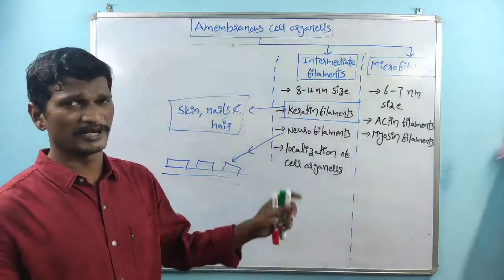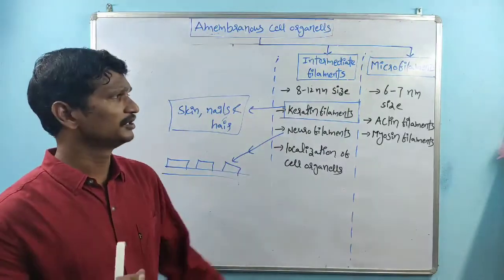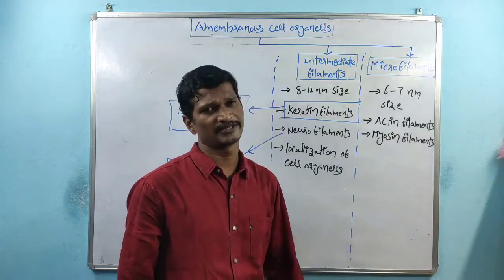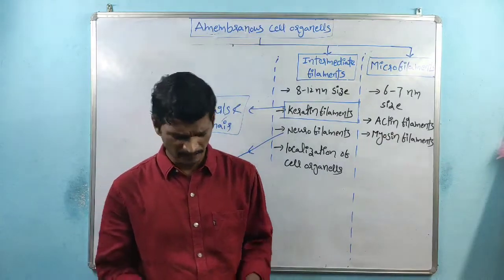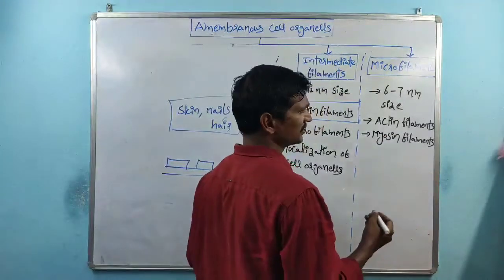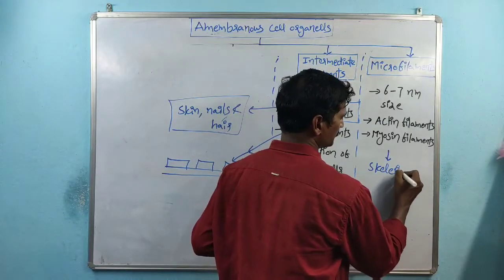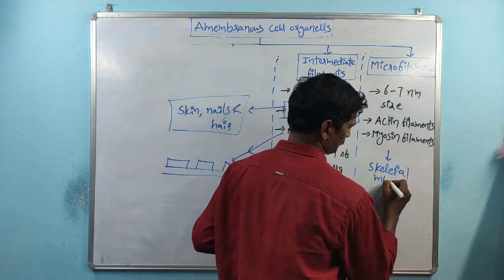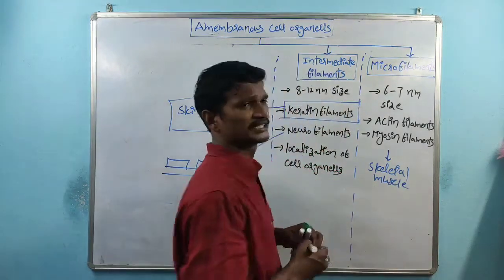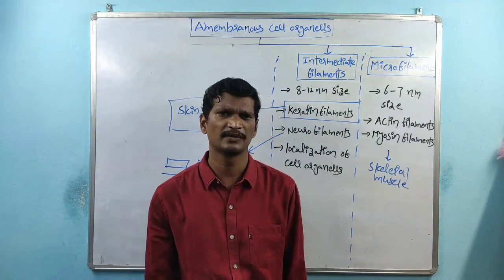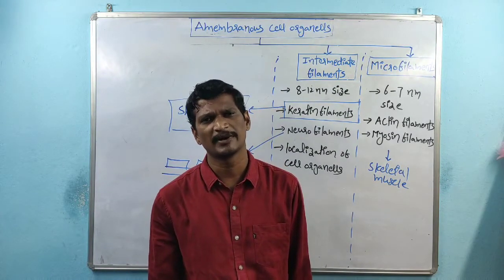And the last one is the microfilaments. The size is very short, 6 to 7 nanometers. Right? Actin filaments and myosin filaments. Where have we seen actin and myosin filaments? Especially in skeletal muscle. Skeletal muscle is majorly made up of actin and myosin filaments.